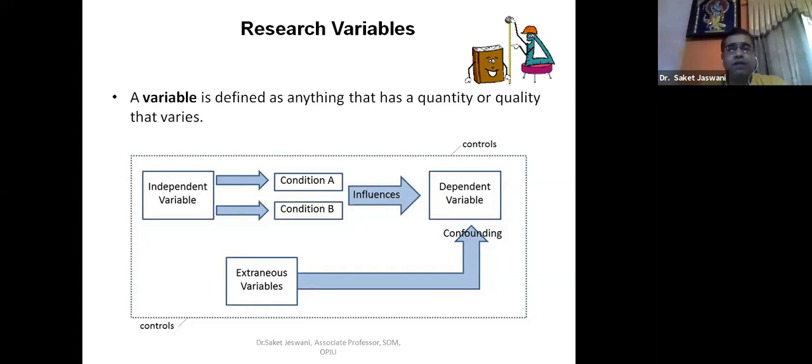Today we will only study independent and dependent variables, but tomorrow when we understand moderation, we will also include mediating and moderating variables. Any doubt till now?